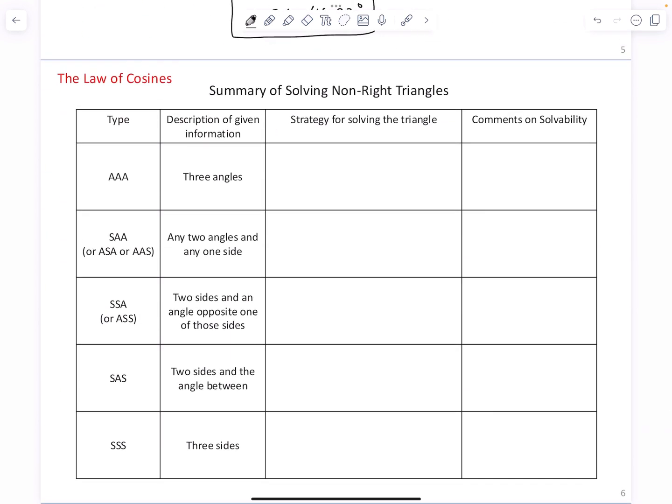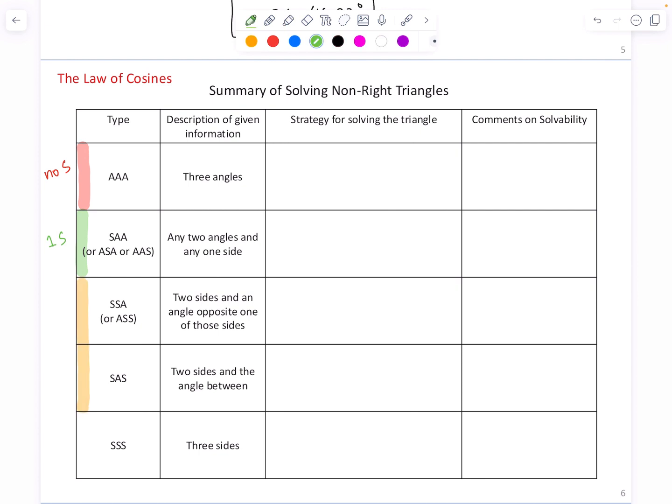On this page, we provide a summary of solving non-right triangles. This includes summarizing ideas from both this lesson on the law of cosines and the previous lesson on the law of sines. And this encompasses all types of triangles where 3 bits of information are given about the triangle. In this first case, no side is known, so we just know the 3 angles. Then we have a case where only one side is known and 2 angles, specifically any one side and any 2 angles. It doesn't matter how they're positioned relative to each other.